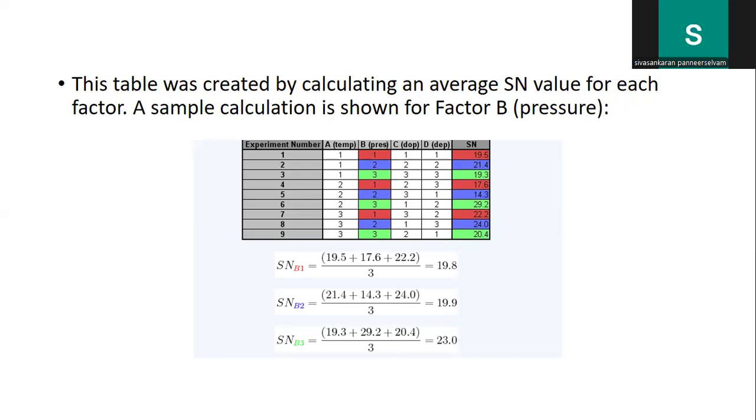You can find out the signal to noise ratio for B1. Similarly for B2, B3, for every level of pressure, we can find out the signal to noise ratio under each experiment number. It's a sample calculation which is represented here for your kind reference. Likewise for temperature and every other factor, we have to find out the signal to noise ratio.